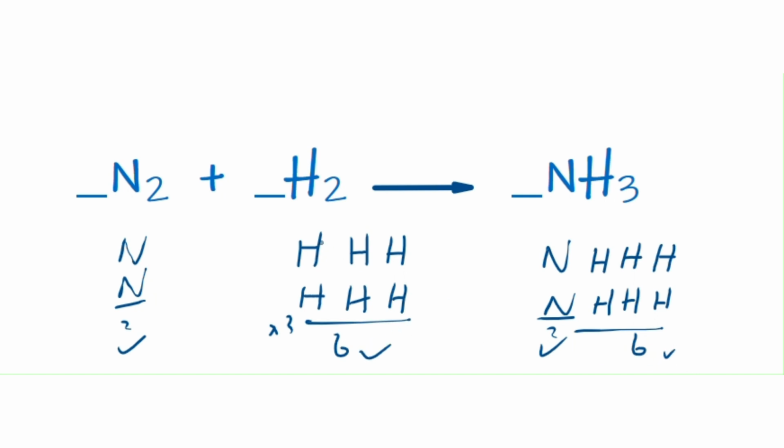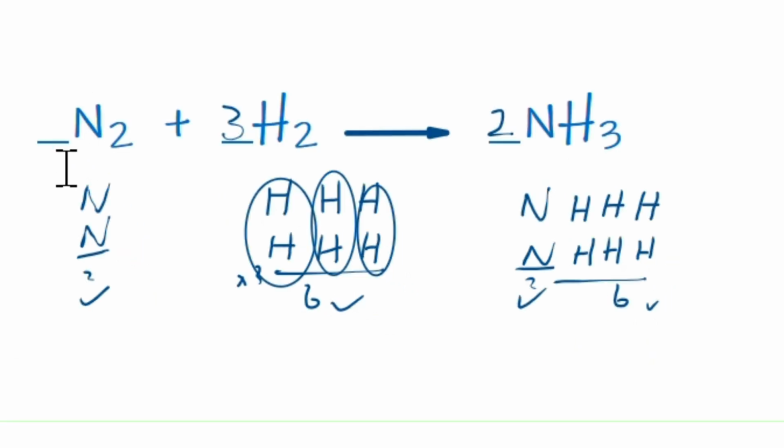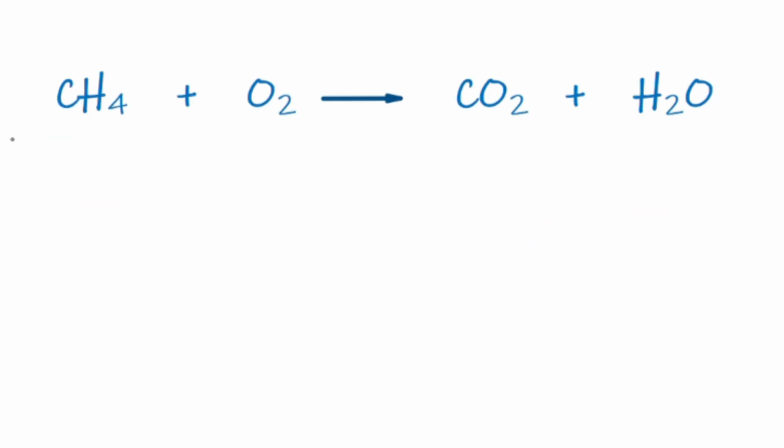So let's add them up. We've got 6 hydrogens here on the left, and then we've got 6 on the right. The whole thing balances. And here's our 3 molecules of hydrogen here. So what we're going to do now is sub the numbers in. So here we've got 1 nitrogen molecule, so that can stay the same. We've got 3 hydrogen molecules, so we put a 3 there, 2 ammonias, 2 there, balances. Jobs are good. So let's look at a more challenging one.